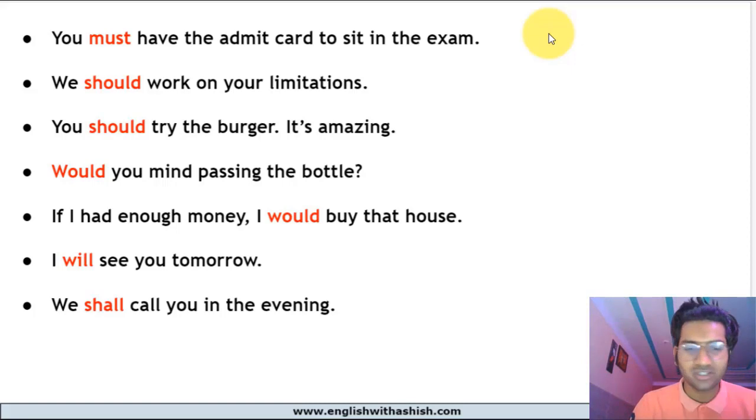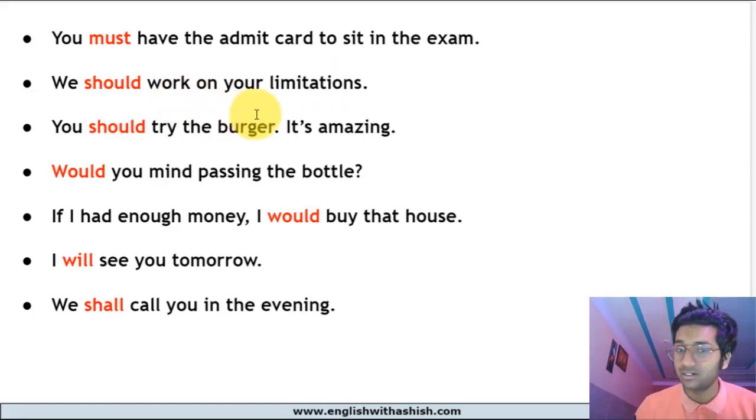You can use must to give a piece of advice. You must work hard if you want to clear the exam, right? If you want to clear the exam, you must work hard. So that's a piece of advice as well. Should is used to give a piece of advice, to give a suggestion, to give a recommendation. Okay, we should work on our limitations, or you should work on your limitations. Okay, that's a piece of advice.